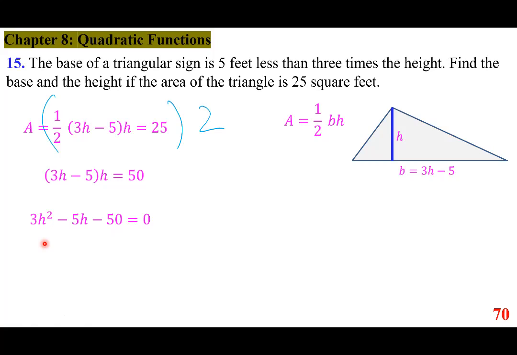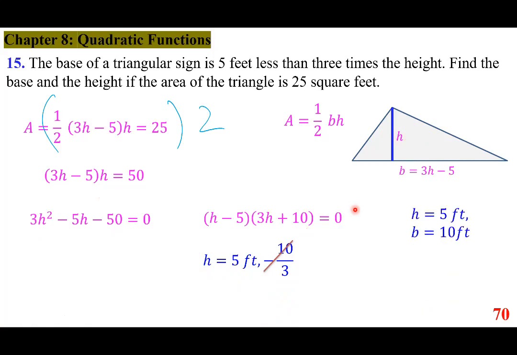Distribute and move the 50 to the left. Factor. We get two answers. H is either 5 or negative 10/3. Sides can't be negative. The only acceptable answer, the height is 5 feet. What is the base? 3 times that minus 5. And you can always check with the area, which is 1/2 of 5 times 10, and it works.